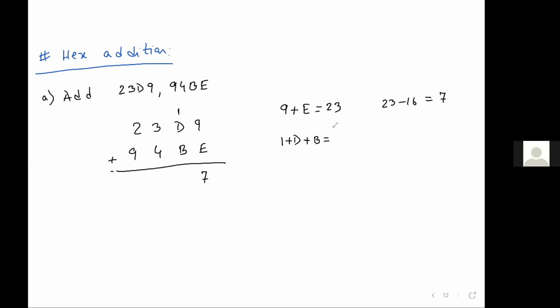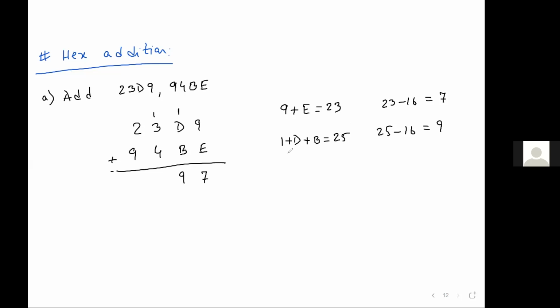13 plus 11 is 24, 24 plus 1, sir, is 25. So what will we do again? We will do the same thing. 25 minus 16, we will get 9. So there will be a carry, and we'll write over here 9.